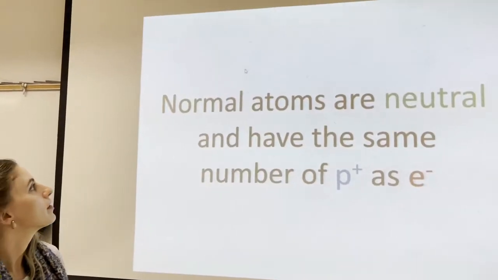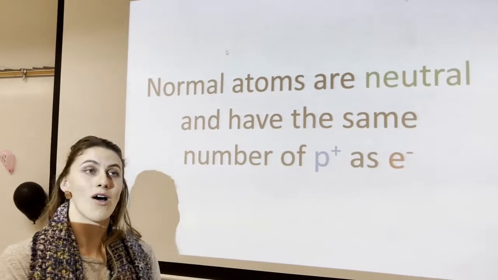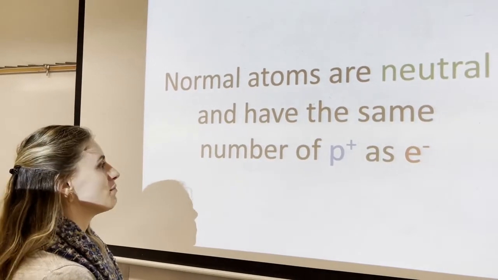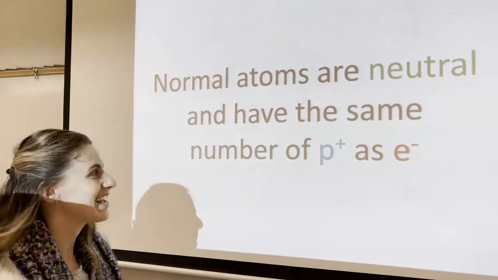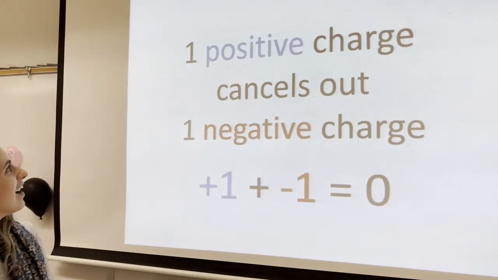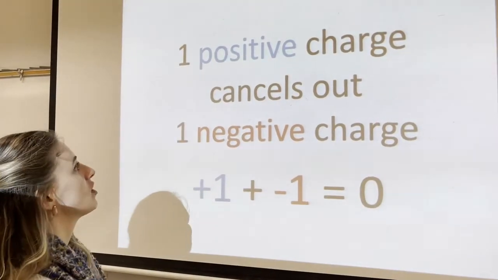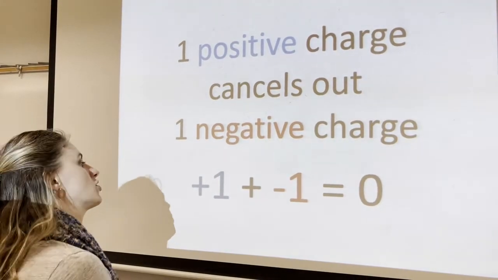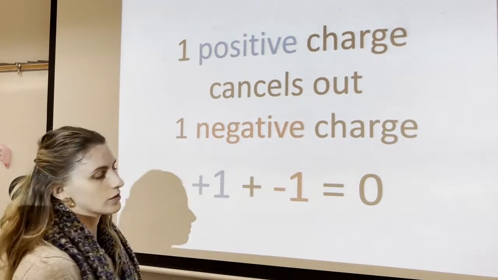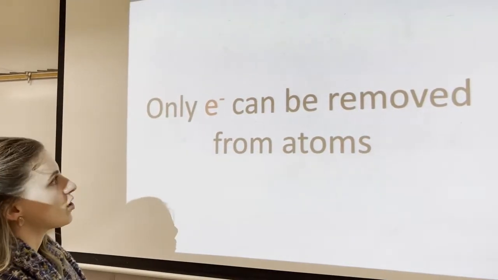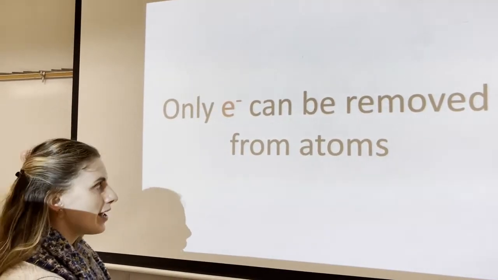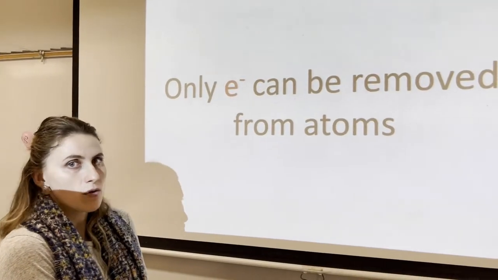Normal atoms are neutral and have the same number of protons and electrons. If you've had chemistry, you know this already. They cancel each other out. One positive charge cancels out one negative charge. So a positive plus a negative, we get 0. Only electrons can be removed from atoms. We just saw that. It's the only one that can be removed.